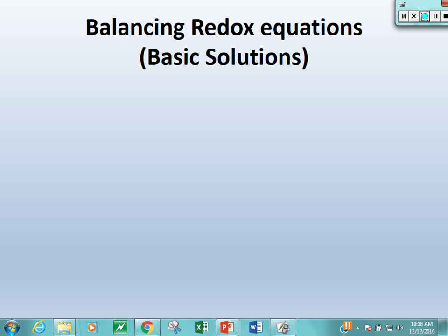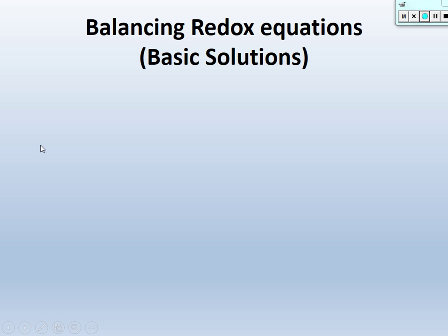Okay, guys, we're going to balance redox equations in basic solution this time. This is going to be very similar to what we did last time in balancing the redox reaction in acidic solution. But in basic solution, there's just one small difference. Before we get into it, though, I wanted to emphasize the difference between acidic and basic.